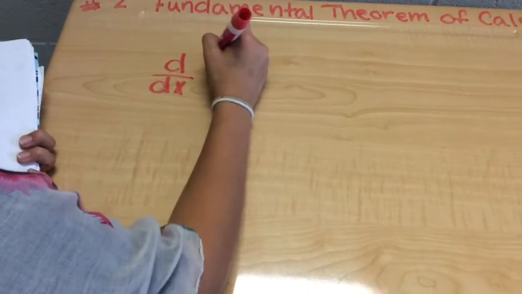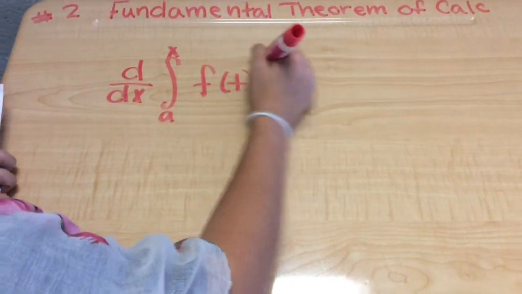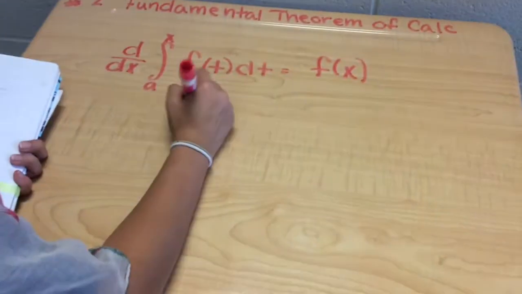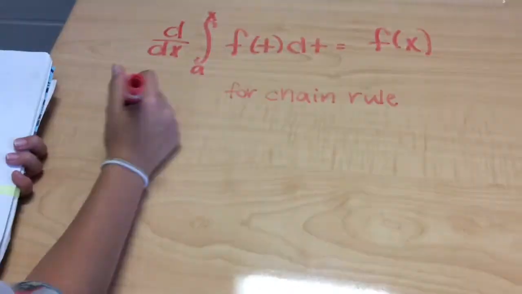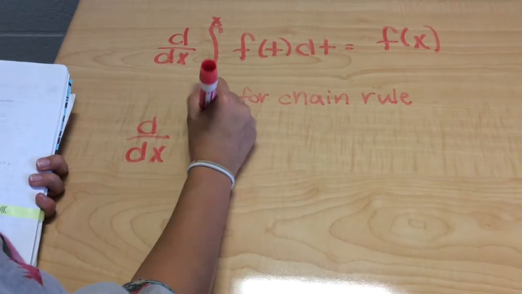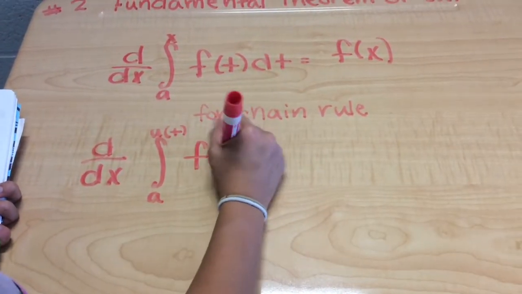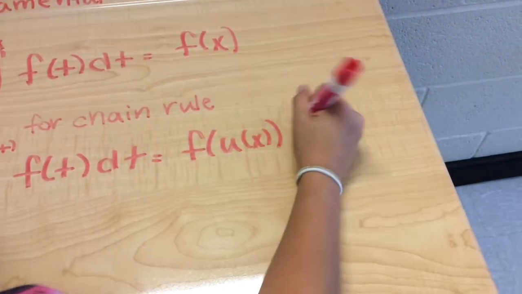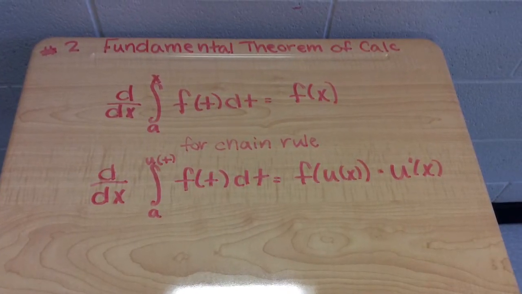Now for the second fundamental theorem of calculus, it would be the derivative of the integral from a to x of f of t dt, which would simply be the f of x. Now when you're using chain rule, you would do the derivative of the integral from a to u of x (that's supposed to be an x, ignore that) of f of t dt, which is the f of u of x times the u prime of x.